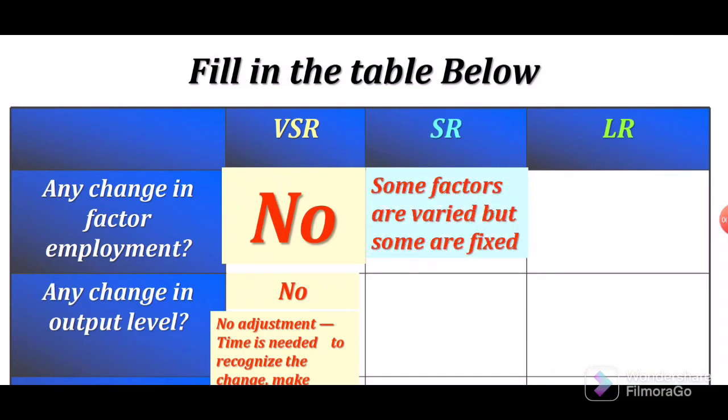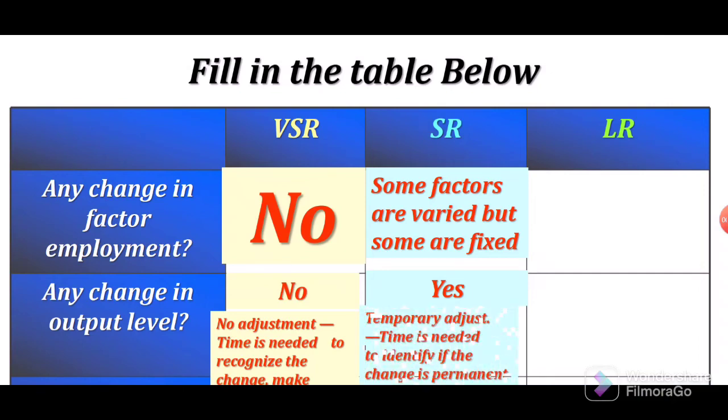As far as the short run is concerned, some factors are varied but some are fixed. We have a total of four factors of production in microeconomics that we are going to look at: land, labor, capital, entrepreneur. Out of them there can be a few which are going to vary, and a few which are going to be fixed. Talking about the change in output level, yes, there is a change in the short run. The reason is there is temporary adjustment, time is needed to identify if the change is permanent and to make gradual adjustment to minimize cost.